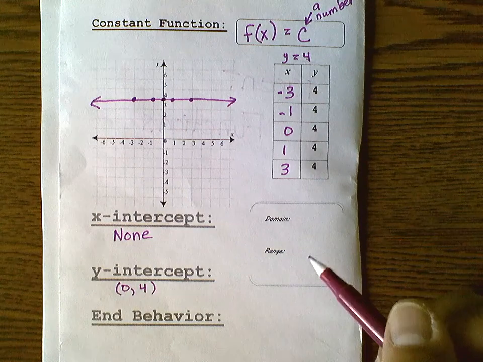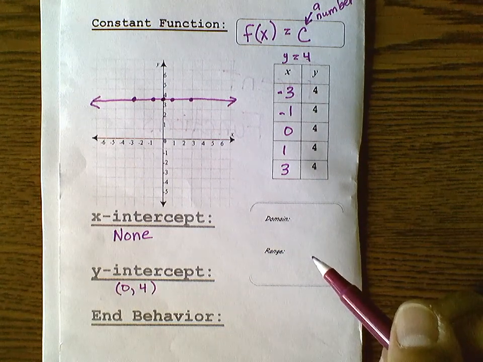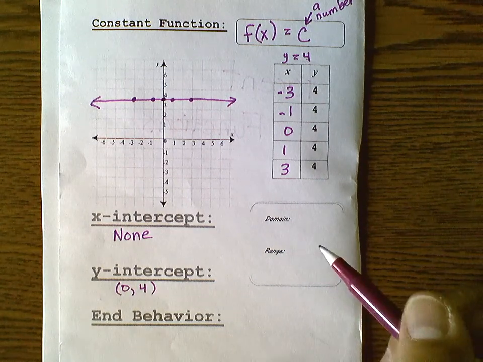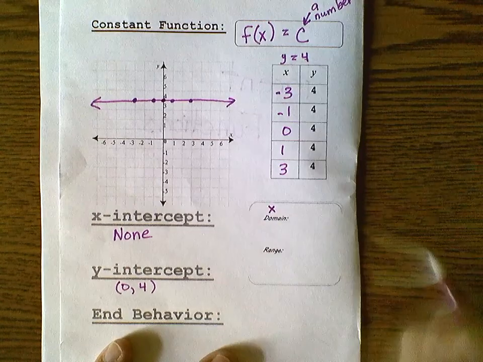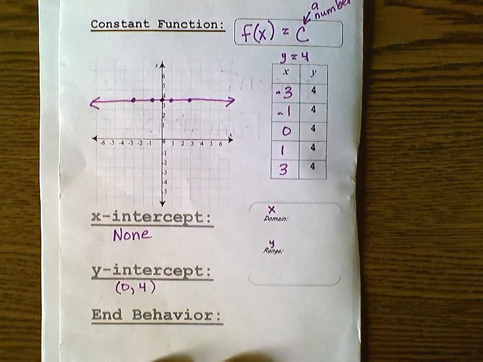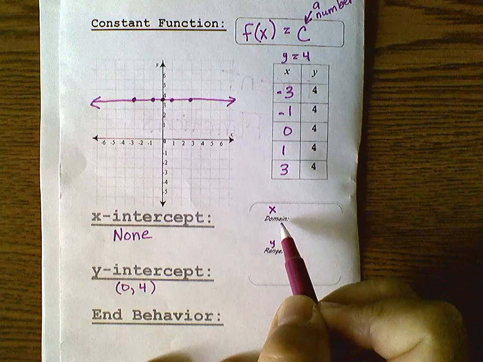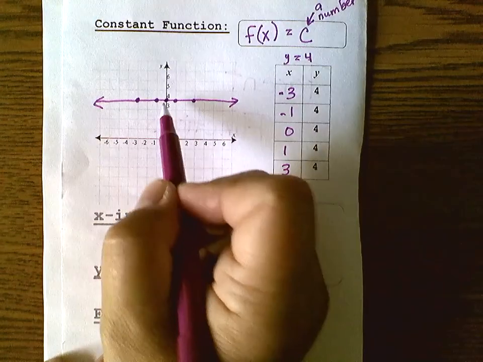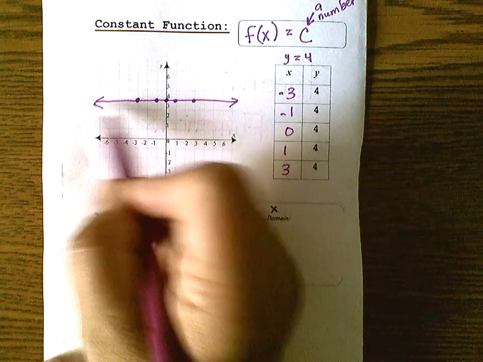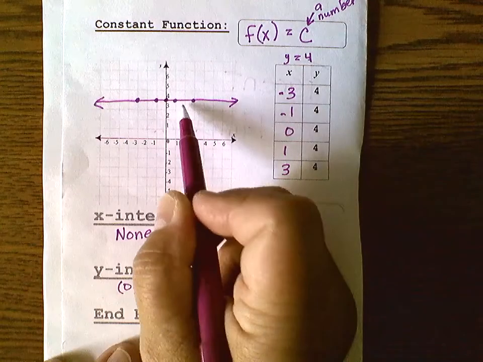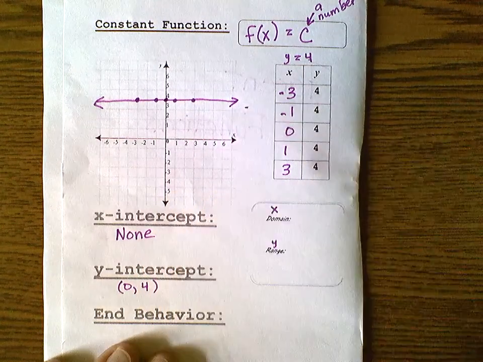And let's come over here to domain and range. That's something you've discussed before. So domain is all the x values and range is all the y values. So for domain, we're looking from left to right. We see that it goes to the left forever, and if we follow the line to the right, we see that it goes to the right forever.